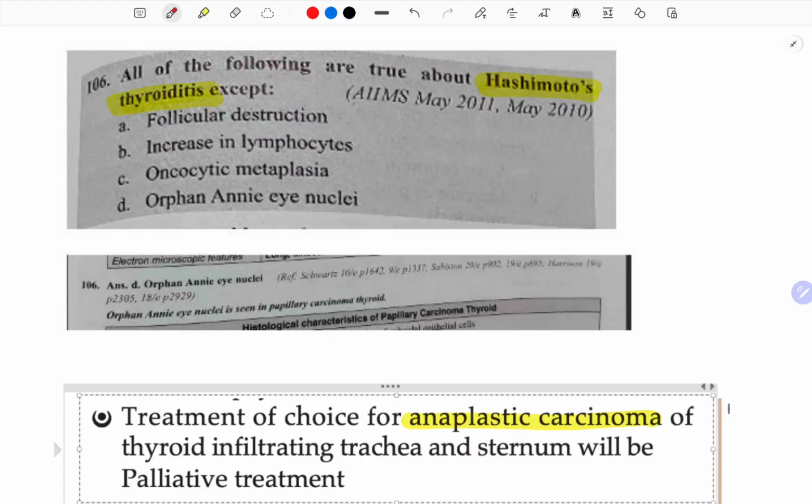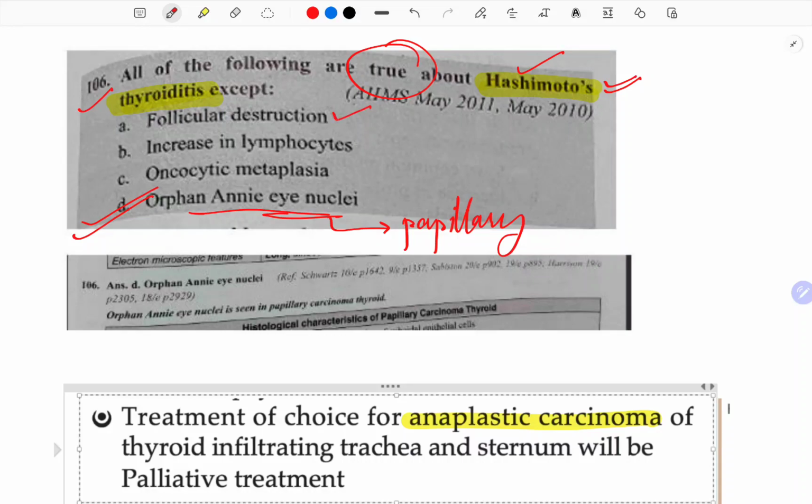Now next question, all the following are true about Hashimoto's thyroiditis. This question is mostly asked in medicine, about Hashimoto's and Graves and other conditions of hypo and hyper. So here the wrong statement would be orphan Annie eye nuclei, because this is a classical feature of papillary carcinoma. It is not seen in any kind of Hashimoto's thyroiditis or any other autoimmune conditions of the thyroid.